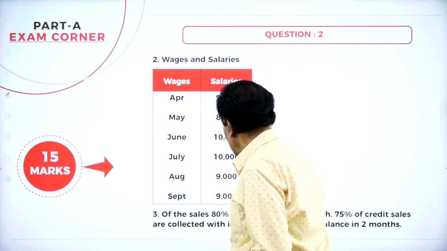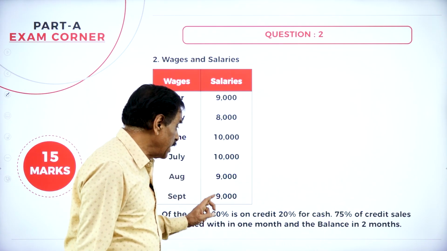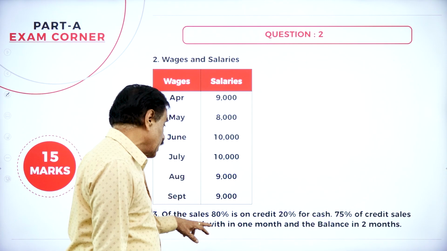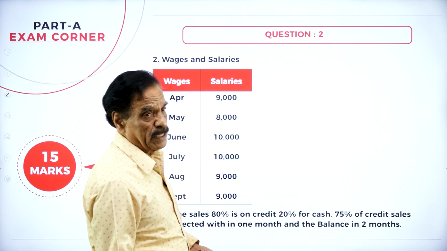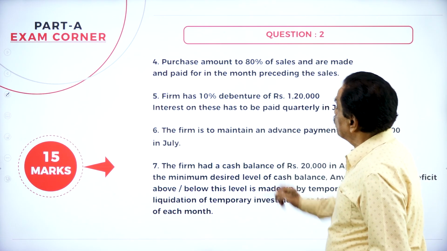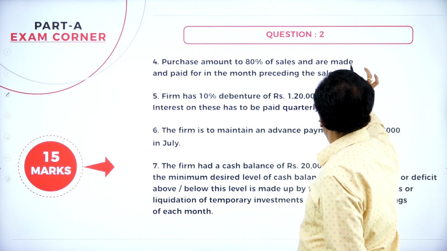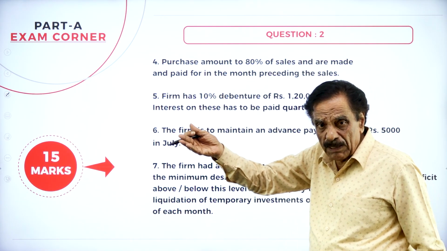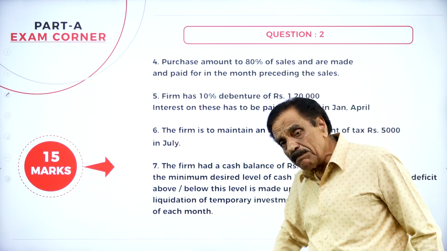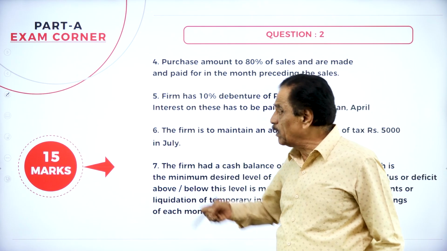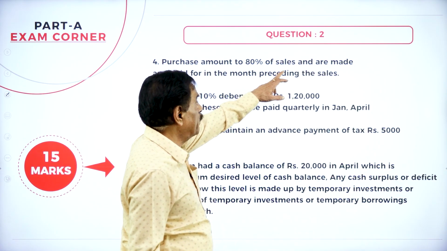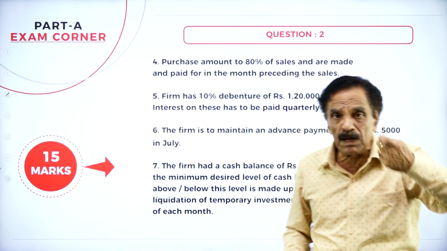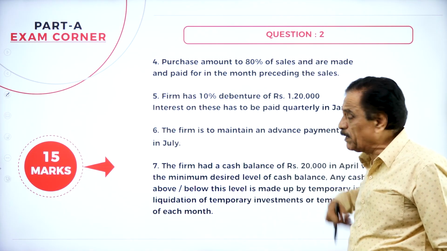Wages and salary, April, May. After sale, see the word, after sale: 80% on credit, 75% of credit sales are collected within 1 month and the balance in 2 months, they say. Then purchase amount: 80% of sales are made and paid for in the month preceding the sale. So next month's sale becomes the purchase, and that will be paid in the next month.